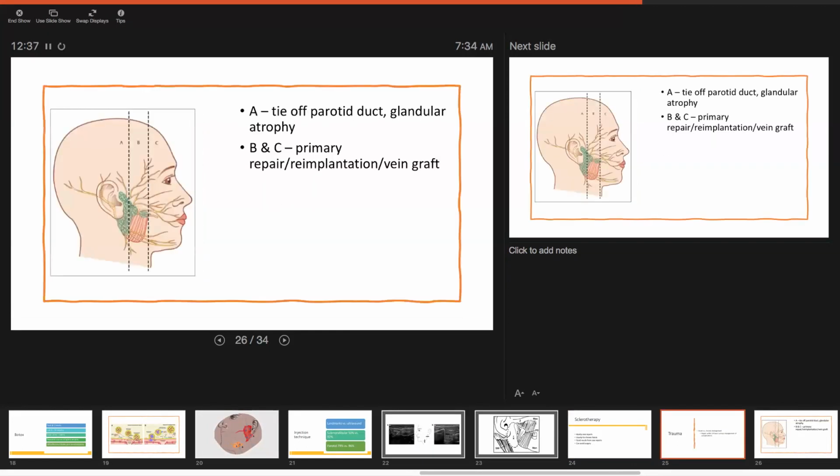For management of traumatic fistulas based on the classification, with a type A, usually the duct can't be repaired and the duct is just tied off. It can be used in conjunction with Botox to avoid glandular atrophy. For types B and C, they suggest primary repair, which can be primary anastomosis, reimplantation of a duct, or an interposition vein graft or mucosal flaps.